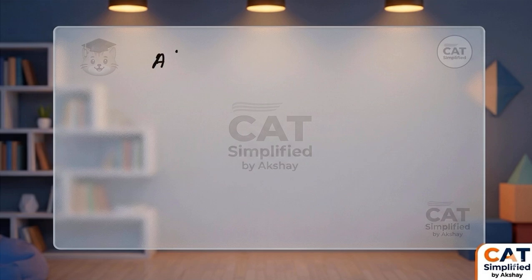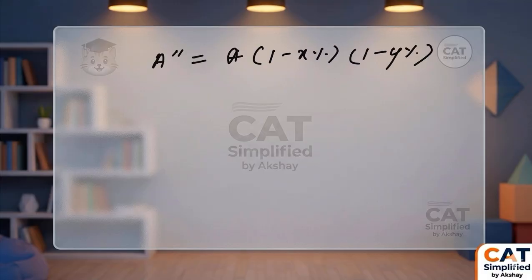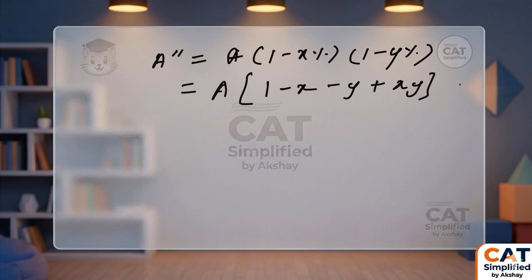Now we just saw that A double dash value is equal to A into (1 minus x%) into (1 minus y%), right? Let's just solve this for now. 1 into 1, 1 minus x minus y and plus xy. Now these are percentages, right? We'll keep the overall percentage outside, but because x into y had 2 percentages there, 1 is still inside. So we'll just divide it by 100.